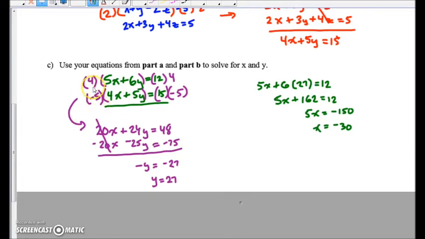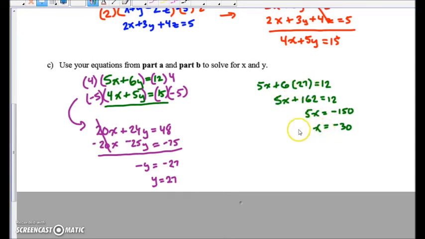All right, you're going to do anything you can to get one of these variables to have opposite coefficients. I chose the x's. 4 and 5 don't have common factors, so I just multiplied each one by the other, and I've got 20x and negative 20x. Works out to be y equals 27. Sub that in for y, x equals negative 30.